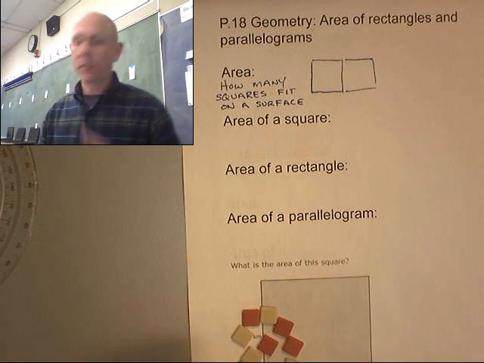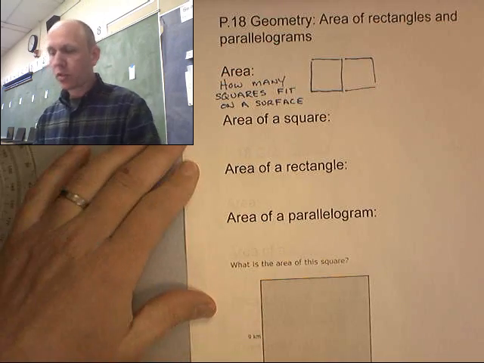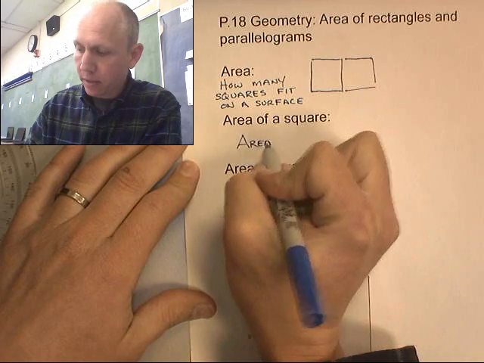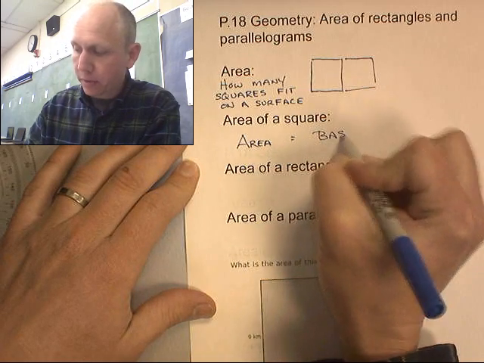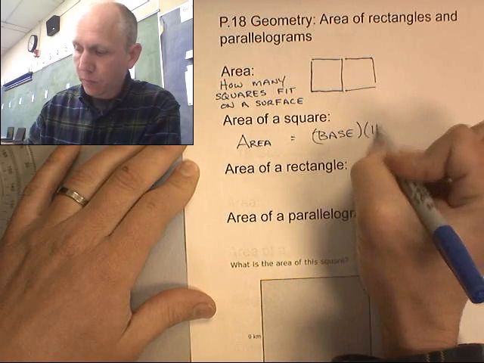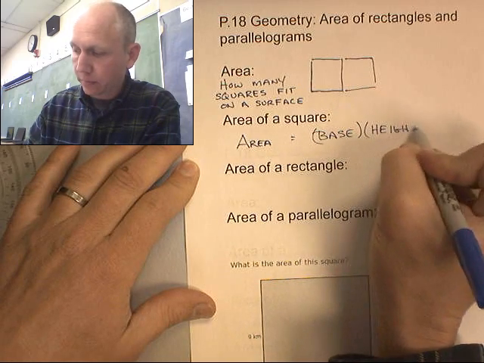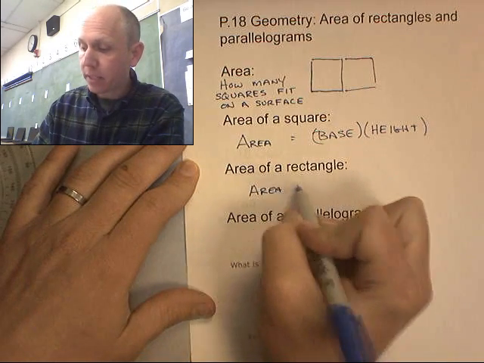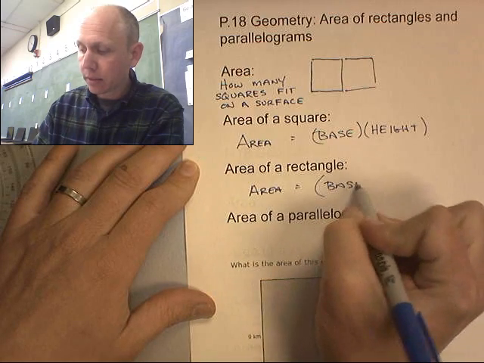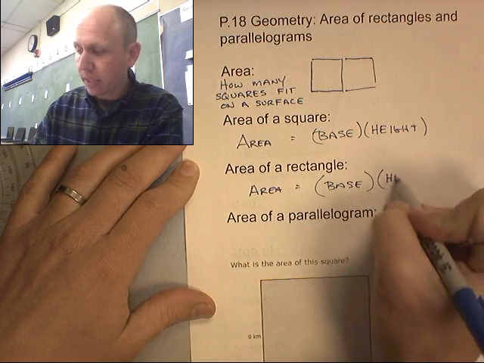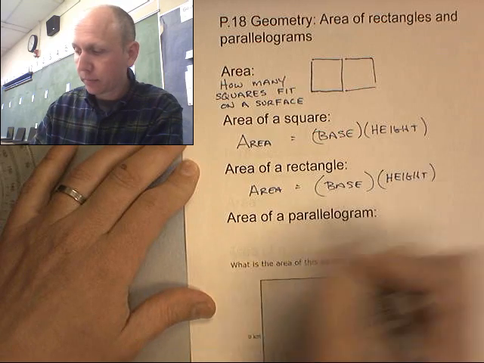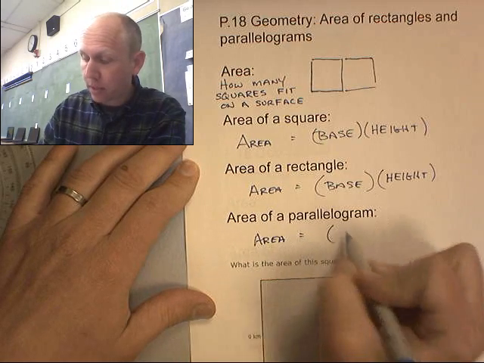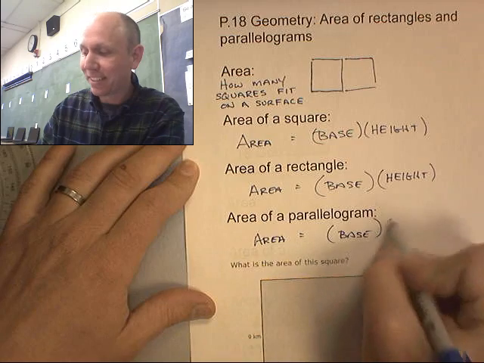And it's pretty easy to calculate for the 2 shapes that we're going to be doing today. The area of a square is just base times height. Area of a rectangle is the exact same thing. It's base times height. And the area of a parallelogram is, wait for it, base times height.